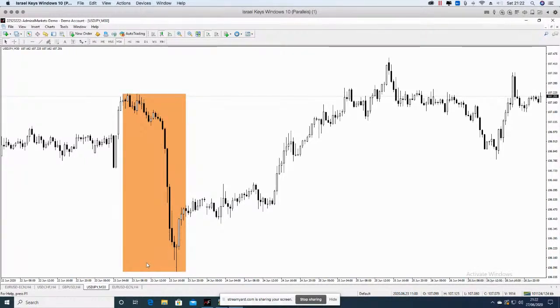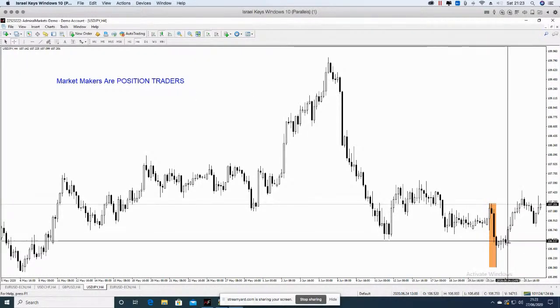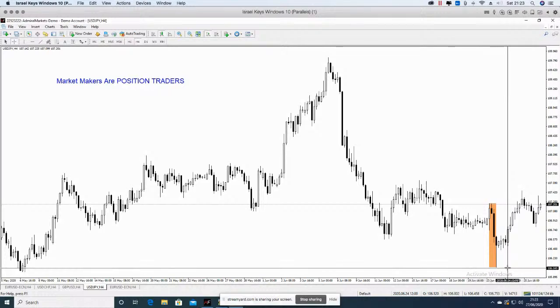To a retail trader, that's a huge chunk of change. But I'm going to zoom out now. And can you see that on a 4-hour chart, that is insignificant? That entire leg on a 4-hour chart was 380 pips.